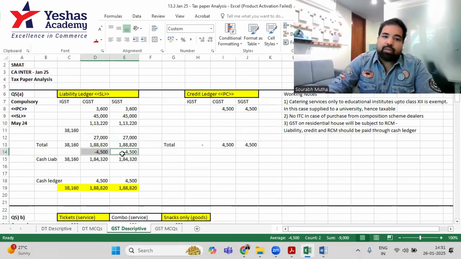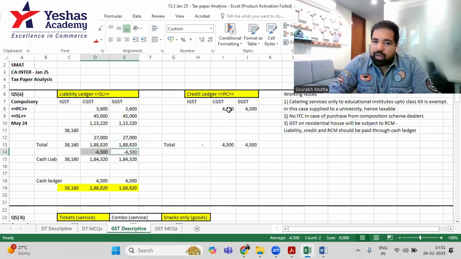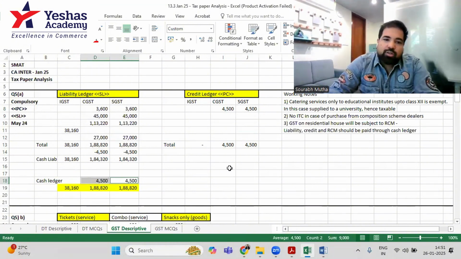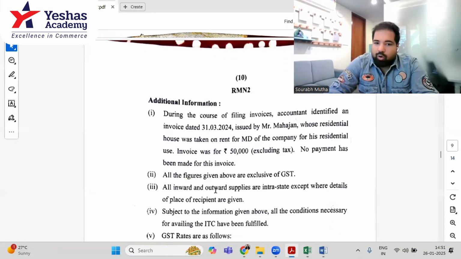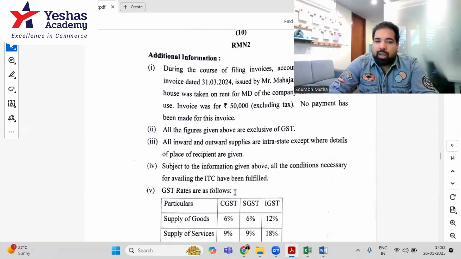First, it's a liability, so it will go in the liability ledger. Second, it's a purchase because you're taking the residential house on rent, so it will go into the credit ledger. And then it can only be paid through cash. That's 4,500, 4,500 has to be paid through cash. So there are three implications here for RCM. All figures are exclusive of GST. All inward and outward supplies are intrastate except where details are given. And this is it. There is no opening balance.